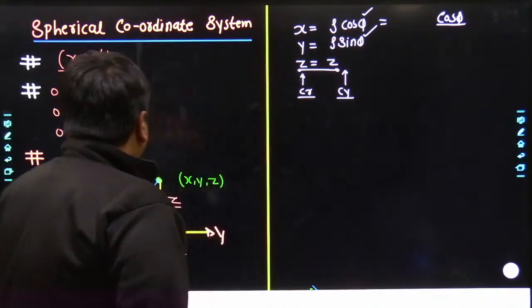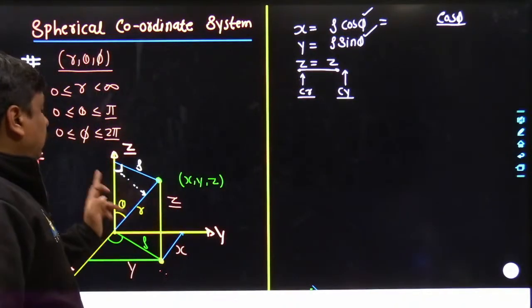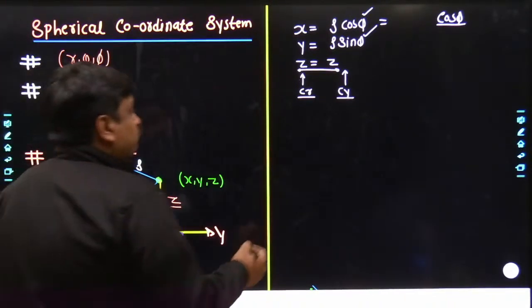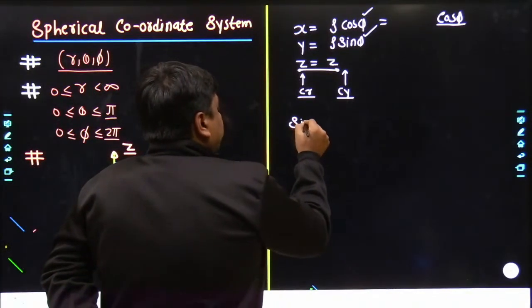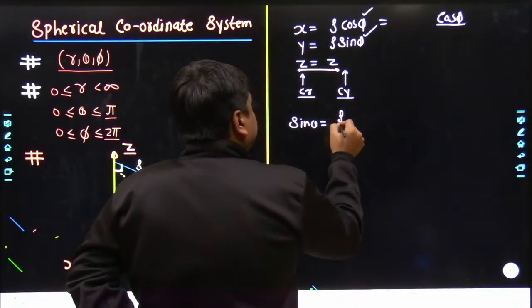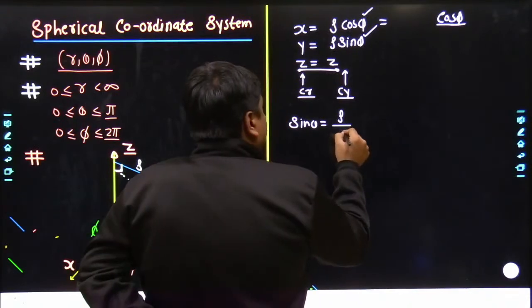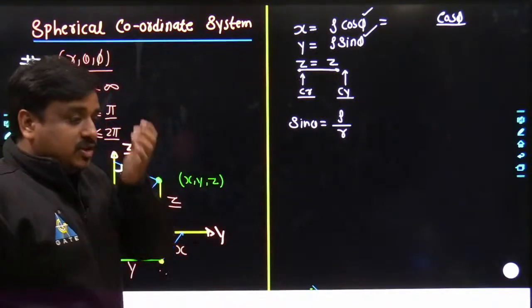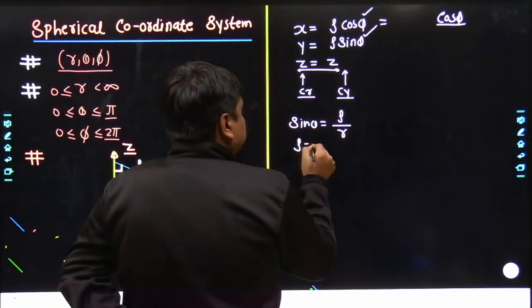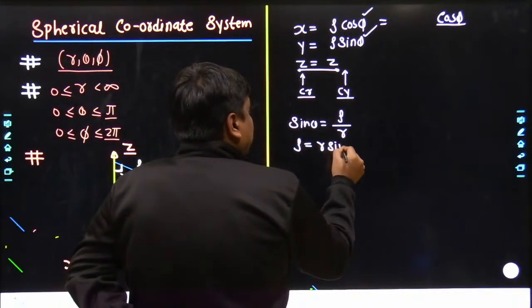So now I can take the reference of this right angle triangle, and definitely I can use a trigonometric ratio. What is it? Sine of theta would be equal to perpendicular, which is rho, divided by the hypotenuse, which is equal to r. So easily I would be able to get the value of rho, which would be equal to r sine theta.